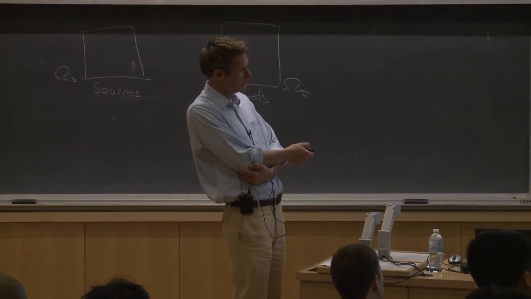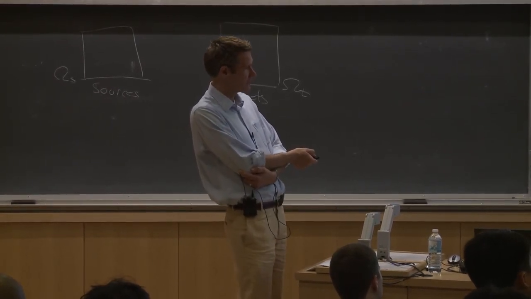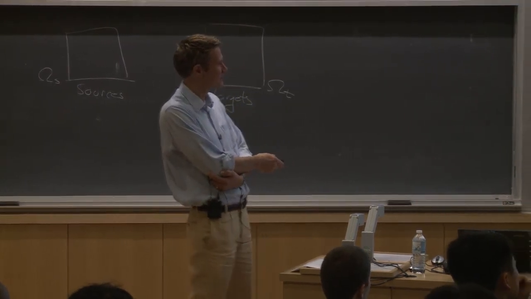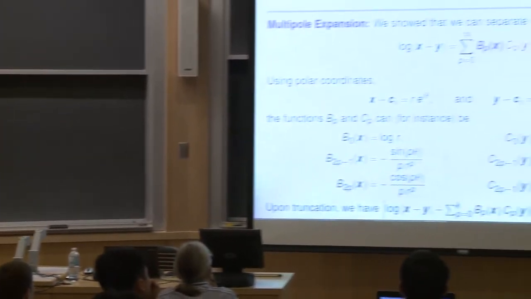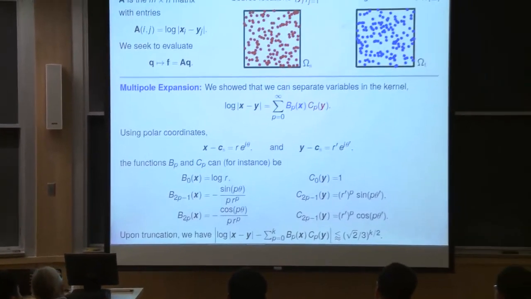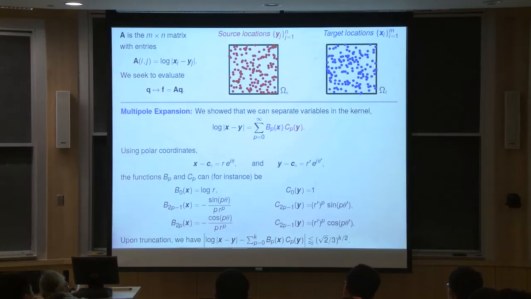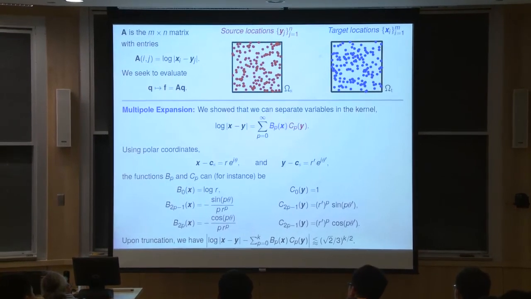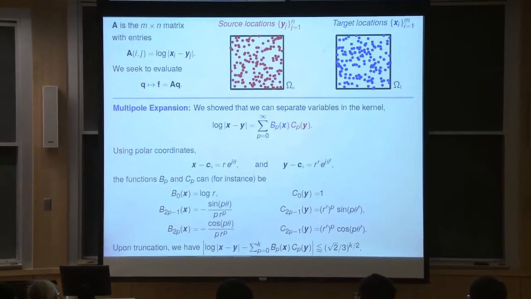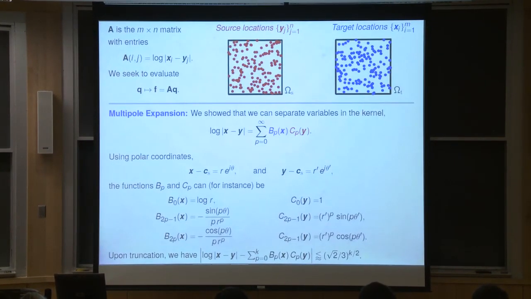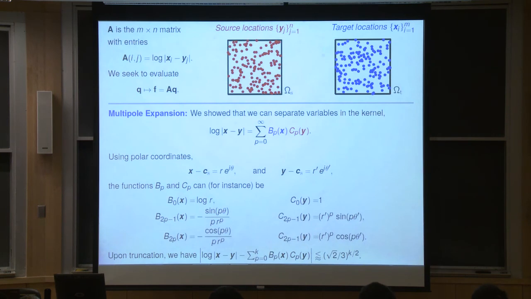So now the multipole expansion we're going to express in terms of sines and cosines. But this is really the only slide where I'm going to show it, because the exact form of the factors doesn't really matter for our discussion here. The key point is that this is a separation of variables. You have a kernel that depends on both x and y, and I want to write it as something that depends only on x multiplied by something that depends only on y. Because then, in various sums and integrals, I can pull the x dependence out.